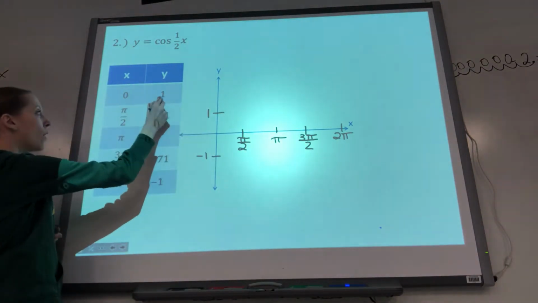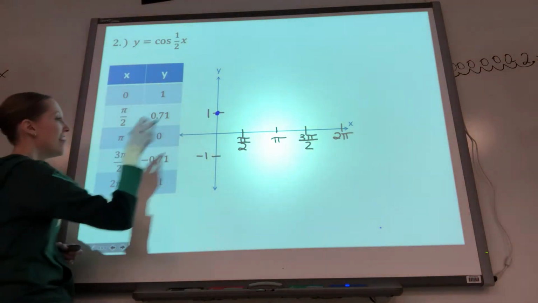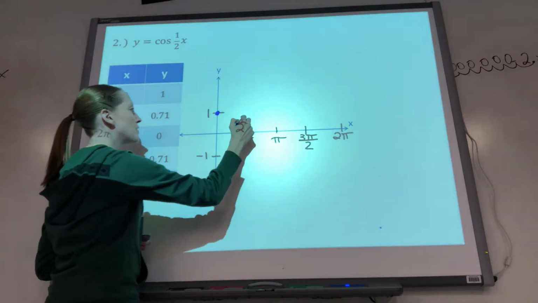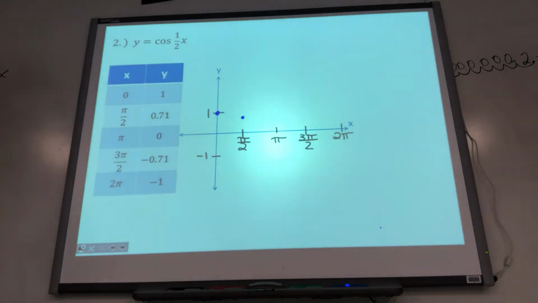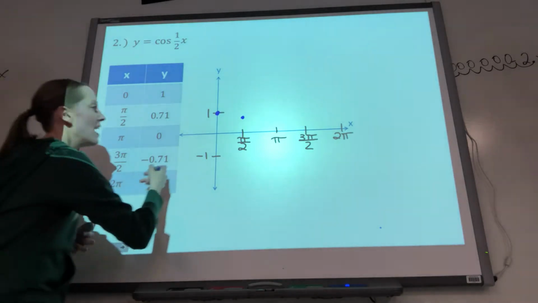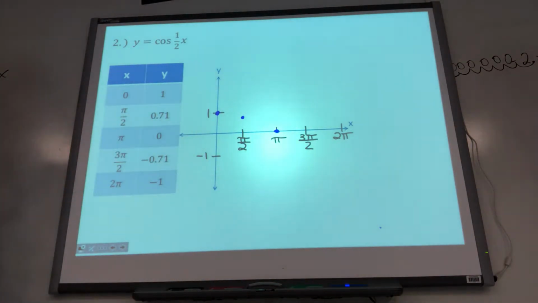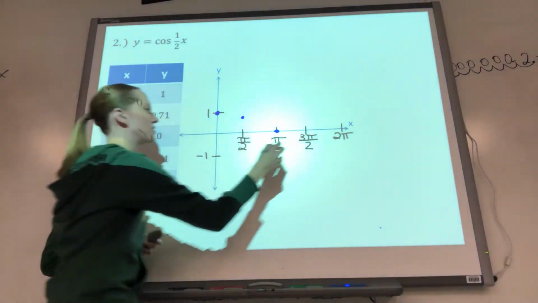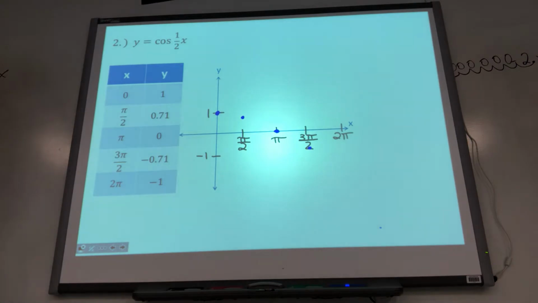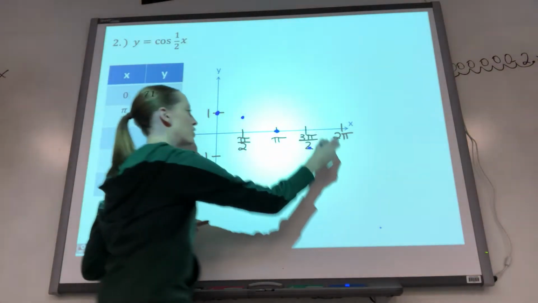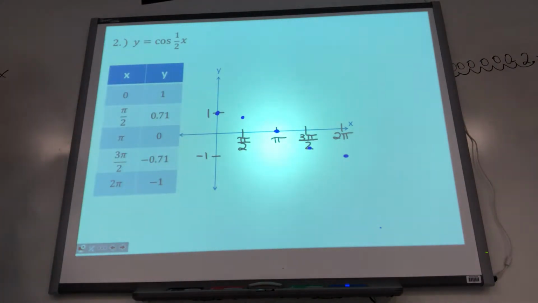But the first point is at 0, 1. Then pi over 2, 0.71. Just go up a little bit past halfway. When you go to pi, you're down at 0. Then 3 pi over 2 is almost to -1, but not quite. And then 2 pi is down at -1.